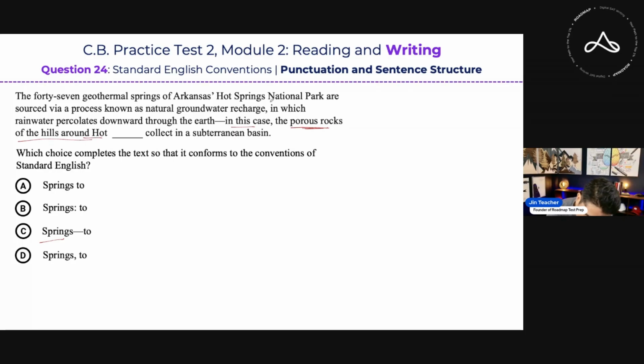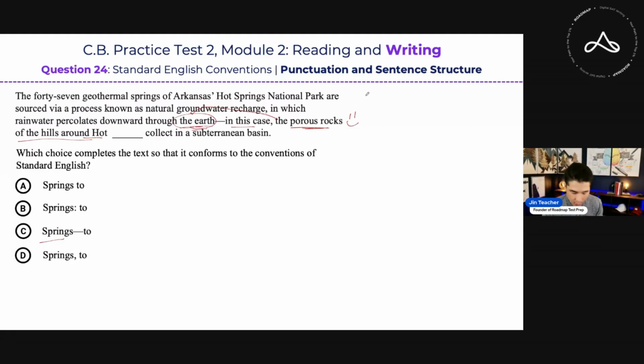So the porous rocks. Is this used correctly? Does it clarify what came before? Sure, because it's talking about the earth, right? It percolates down through the earth. So what part of the earth? Oh, the porous rocks of the hills around hot springs. Done. So we know that the information between the two dashes is clarifying the information before, by clarifying what part of the earth, the porous rocks. So we know it's used correctly there.